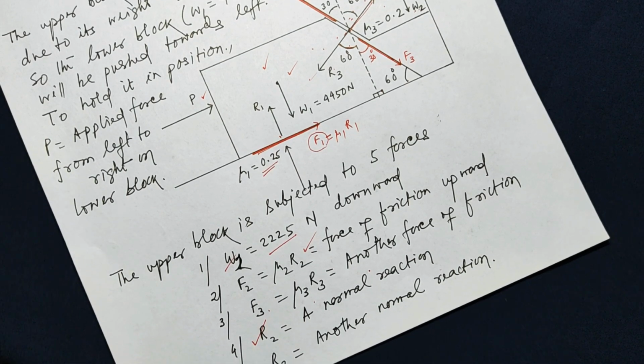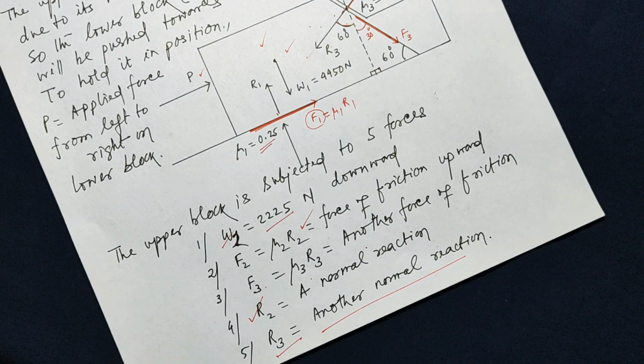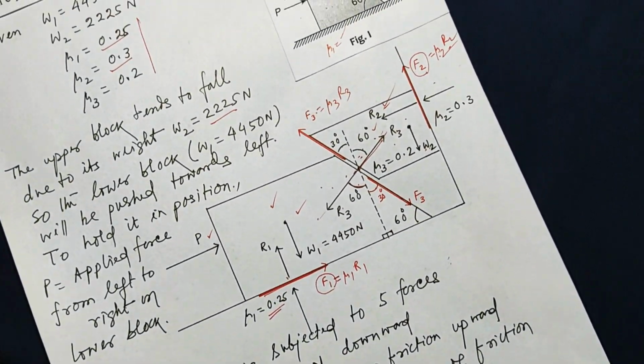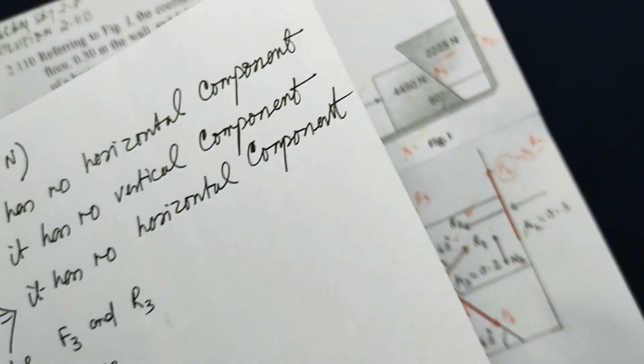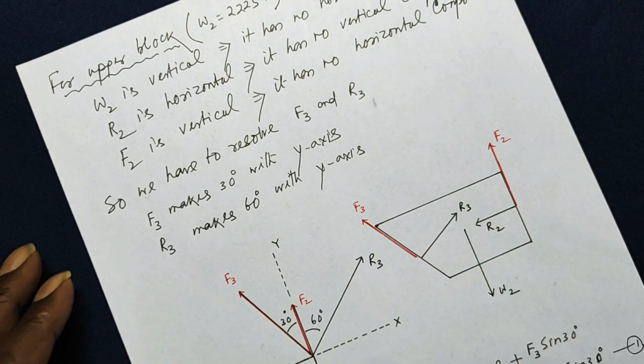And then R3, another normal reaction that is between the blocks. So these are the 5 different forces acting on the upper block. So we have to draw the free body diagram. So now let me explain a little further.